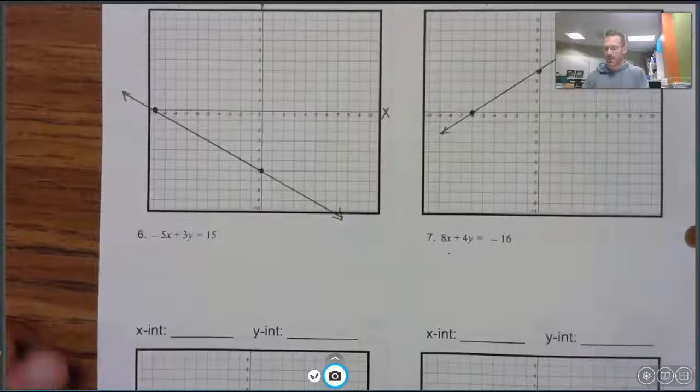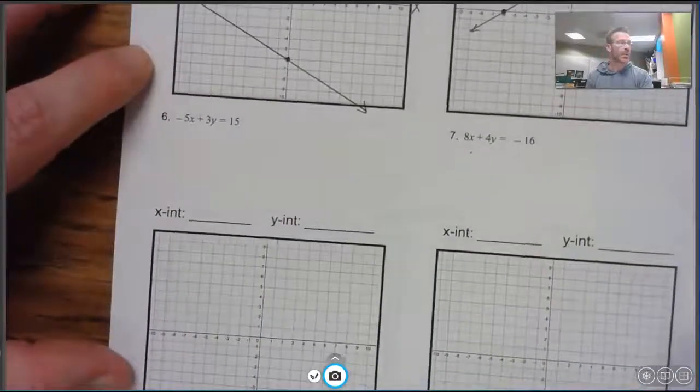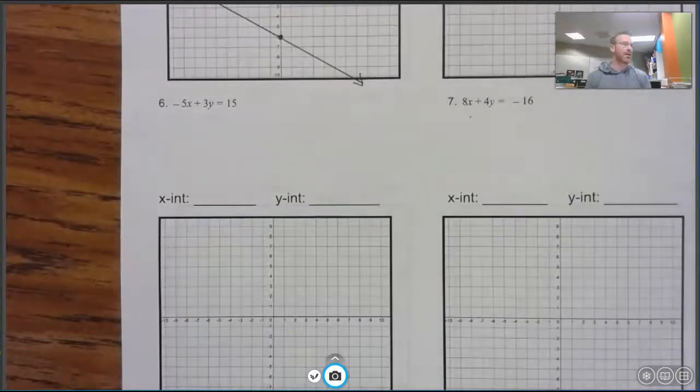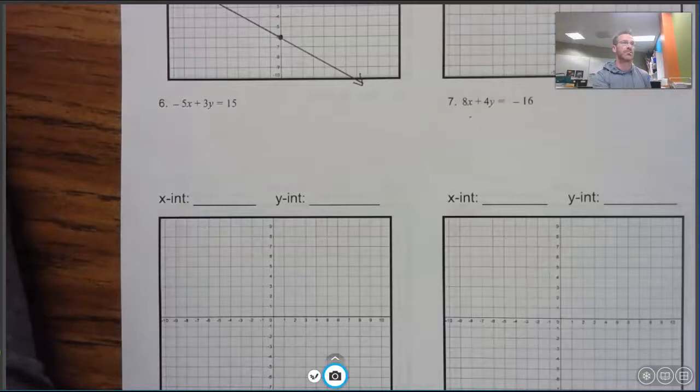Let's do one more together. Let's do number 6. What I want you to do is complete this problem all by yourself. Go ahead and pause the video, do problem 6, find your x-intercept, find your y-intercept, sketch your line, and see how you do.